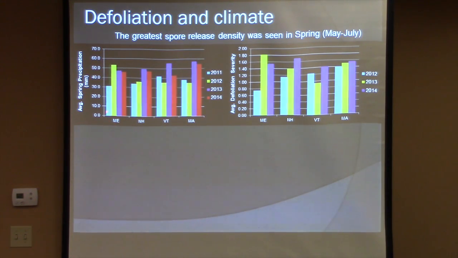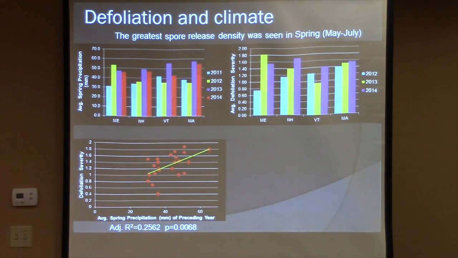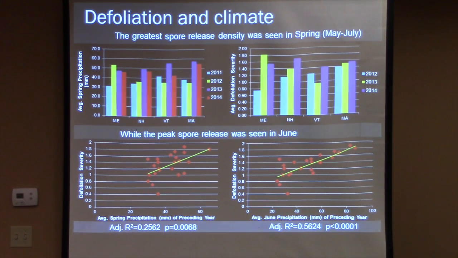As we see here in Maine, this blue is actually 2011. What we were able to see is that as precipitation was increasing, so was the defoliation, but it was the precipitation of the previous year. So I did a correlation and found that defoliation severity was significant with average springtime precipitation of the preceding year. But with the knowledge of the dispersal experiment, we saw an even greater correlation between average June precipitation of the previous year and defoliation severity.